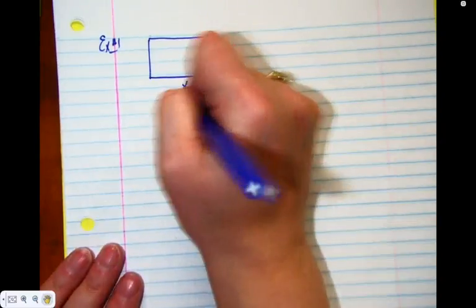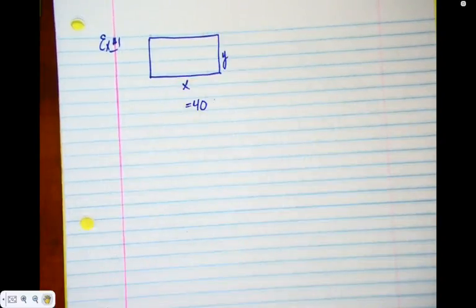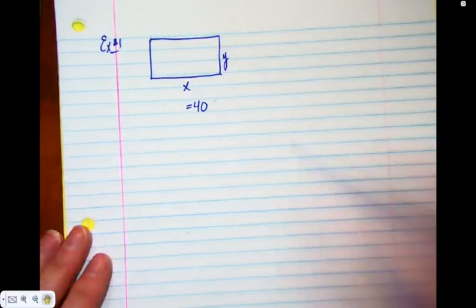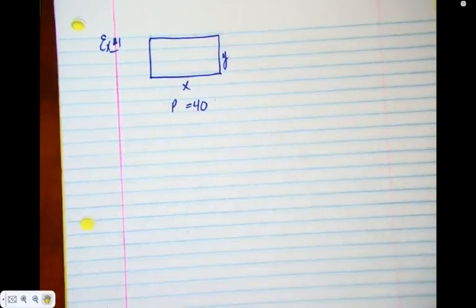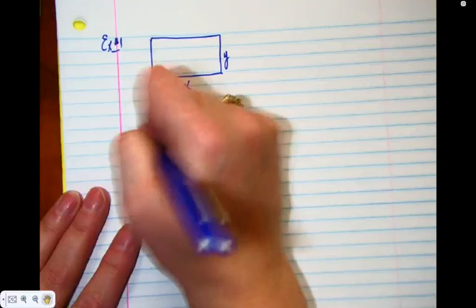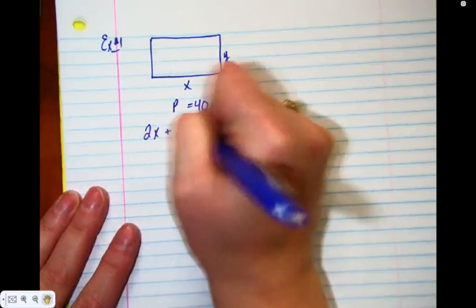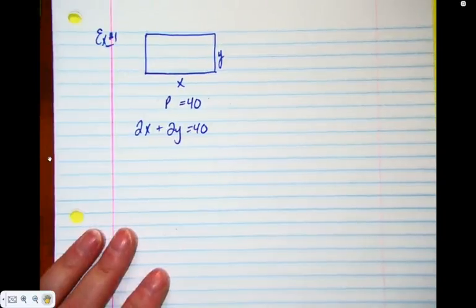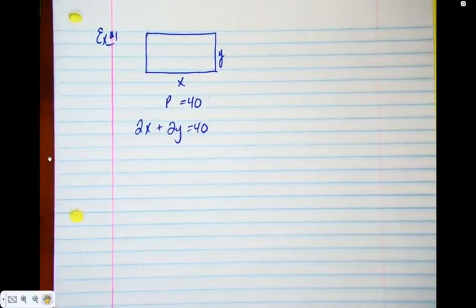I'm going to start with my number, which is 40, and tell me what that represents in terms of this picture. Is it the area or is it the perimeter? Does the fence go inside or around something? So this is the perimeter. And the normal formula for perimeter of a rectangle is twice the width plus twice the length equals 40. Are you still with me?